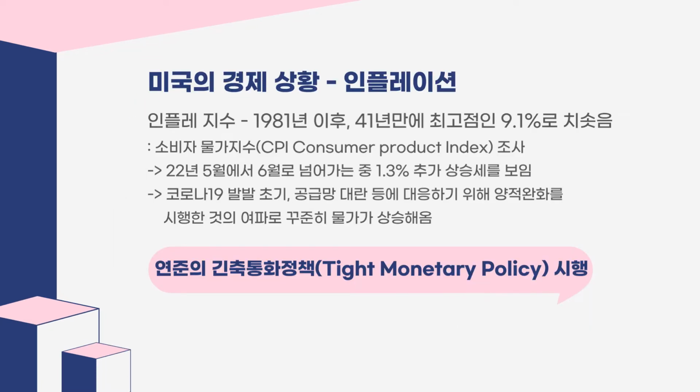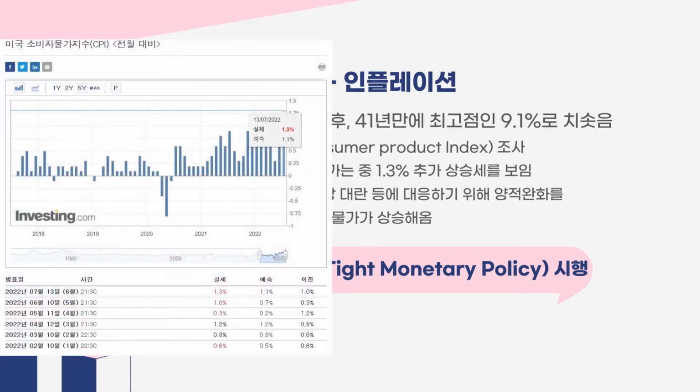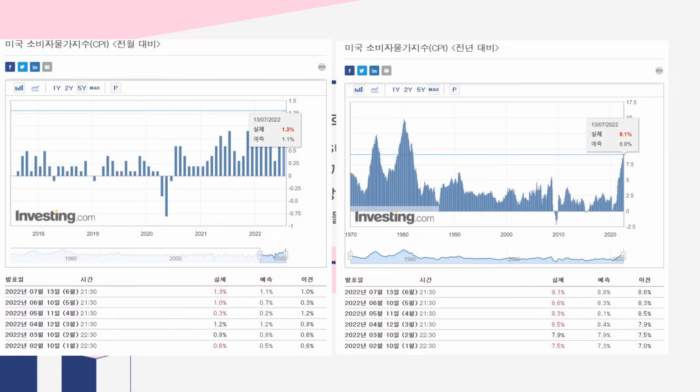First of all, the US has faced catastrophic inflation caused by COVID-19 and the quantitative easing that the US used to respond to the inflation and supply chain crisis between 2019 and 2021. As you can see in this graph, the US is currently experiencing a 41-year high of 9.1% since the 1980s, according to the Consumer Price Index statistics.